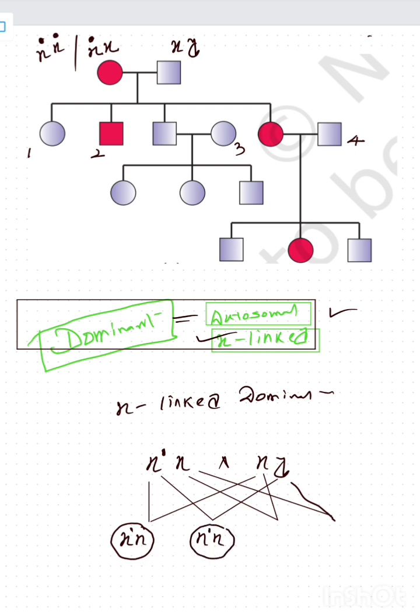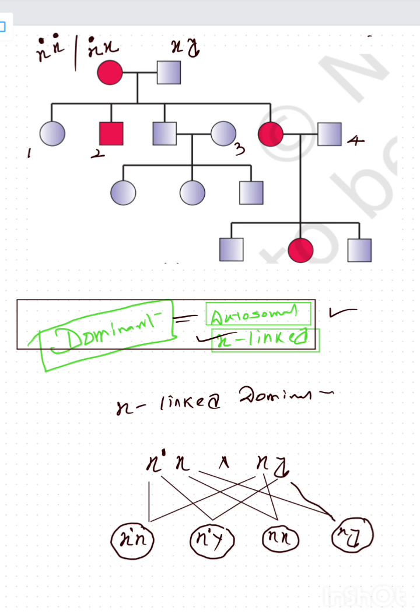X dot. Sorry, this one will not be X dot X. This will be X dot Y. X dot Y, that means Y is affected. Now XX, XX. Now X Y. So you have seen 50% of the offsprings are affected and 50% of the offsprings are not affected.